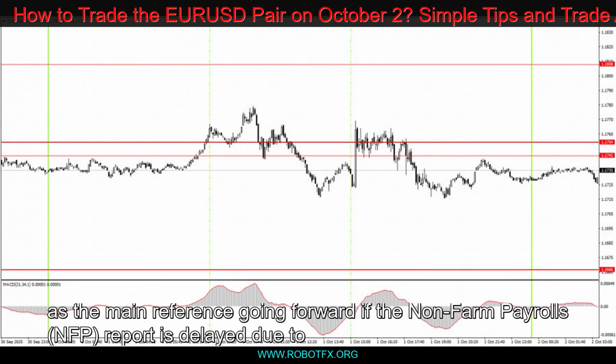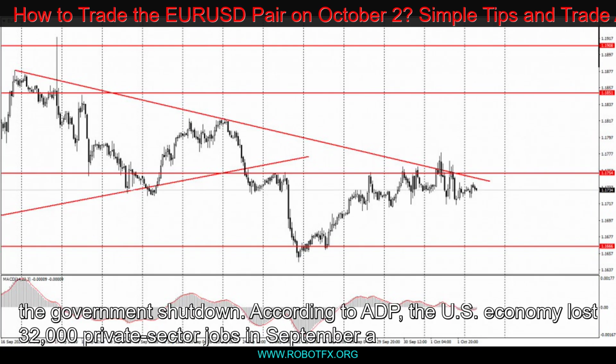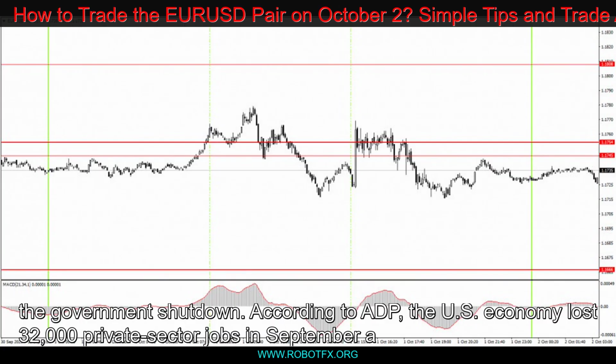This report could serve as the main reference going forward if the non-farm payrolls (NFP) report is delayed due to the government shutdown. According to ADP, the US economy lost 32,000 private sector jobs in September, a dismal figure.